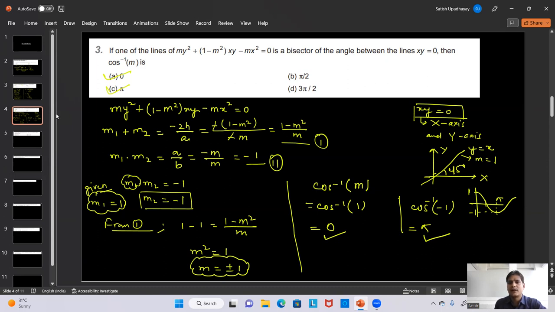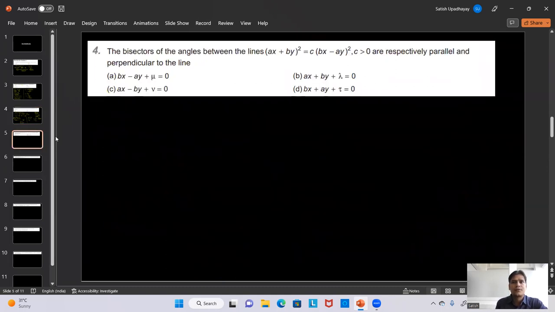Pi by 2 is not correct, since at pi by 2 the value will be 0, and at 3 pi by 2 also it will be 0. Cos theta gives 0 value at odd multiples of pi by 2. So B and D will be incorrect. So the correct options are A and C. Okay, so yes, let's take the fourth question.